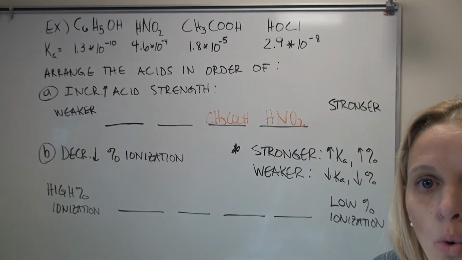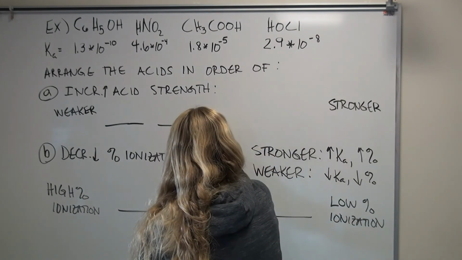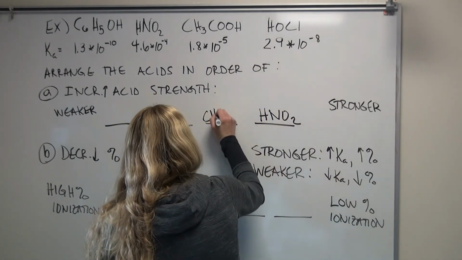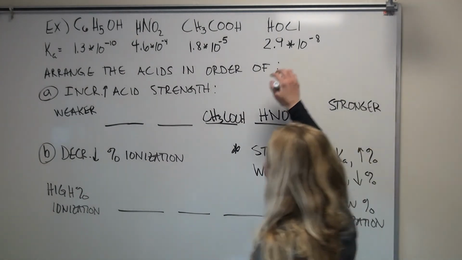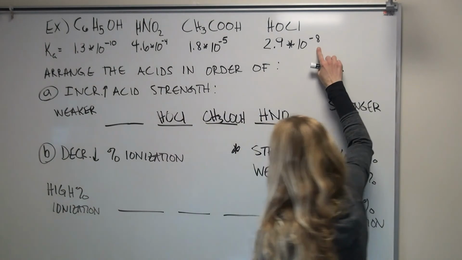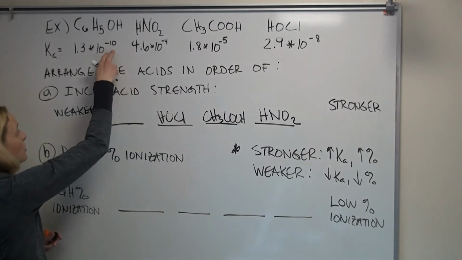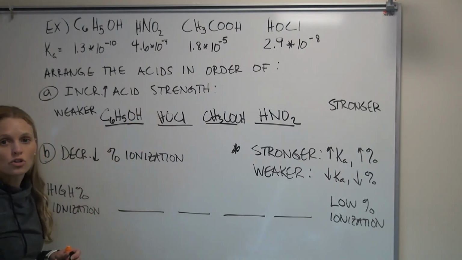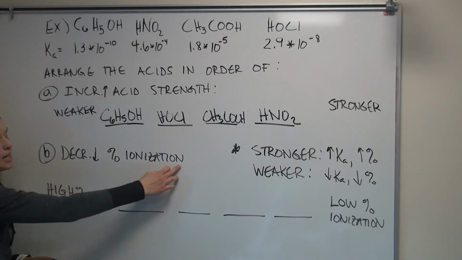CH3COOH. Can you see that orange on there? I don't think you can see the orange very well. So let me just leave the black the way it is. Okay, and then the next one would be our HOCl, that's to the minus 8th, and then our last one is to the minus 10th, so that one did not dissociate very much at all, C6H5OH, okay?